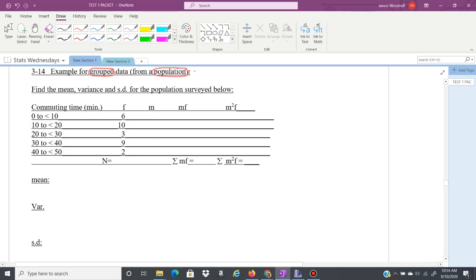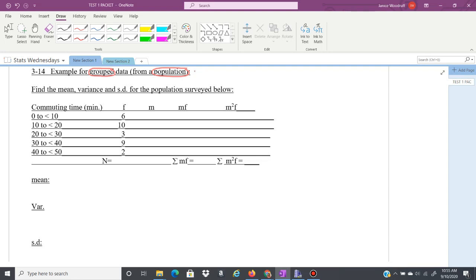So this is the commuting time. I think the problem is from the book. It's from some certain company, so we'll just say from X company, the commuting time of the employees. They surveyed the employees: how long does it take you to get to work? What's your commuting time? So you have from 0 to 10 minutes, 10 to 20, 20 to 30, 30 to 40, 40 to 50. And then you have your frequency distribution.